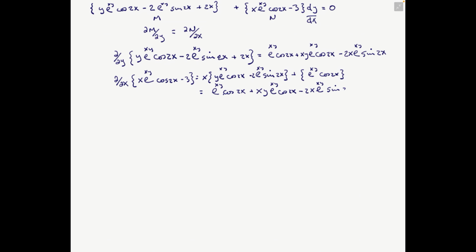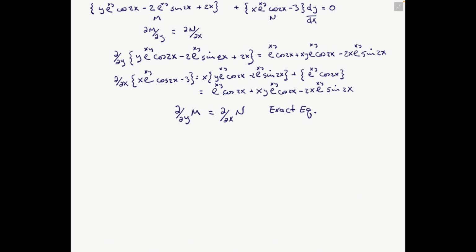And now we see that the two partial derivatives are equal. They're exactly the same, so we have an exact equation. So dM/dy is equal to dN/dx, and we have an exact equation.